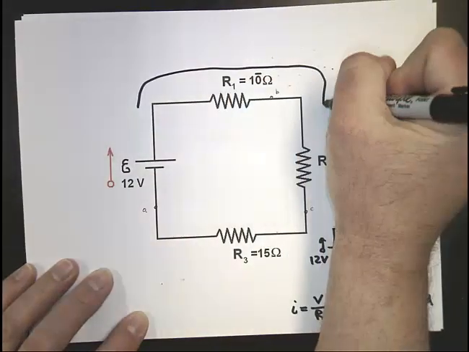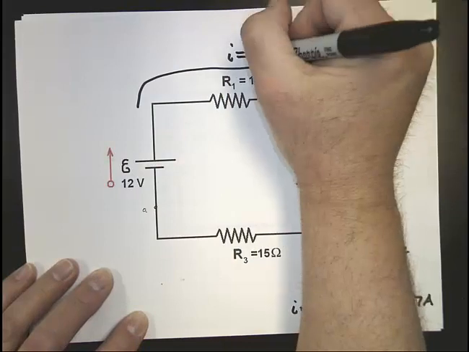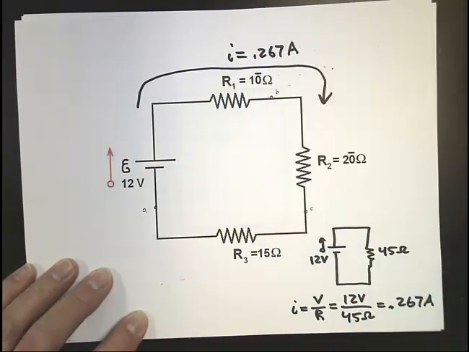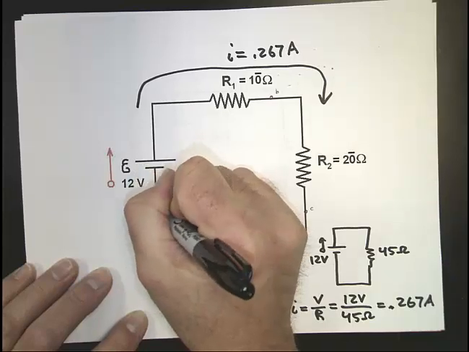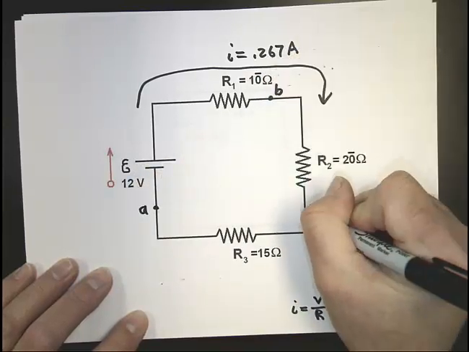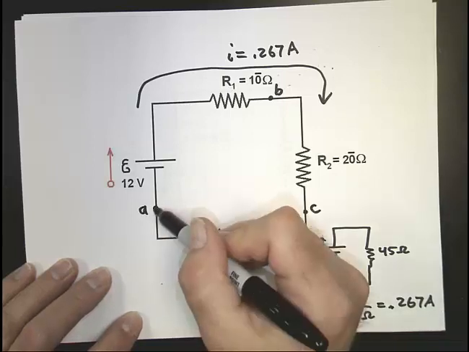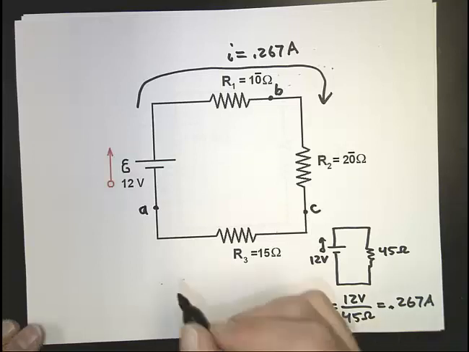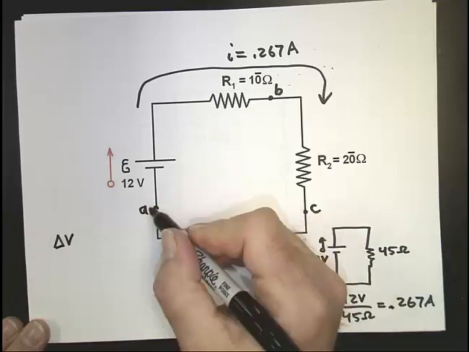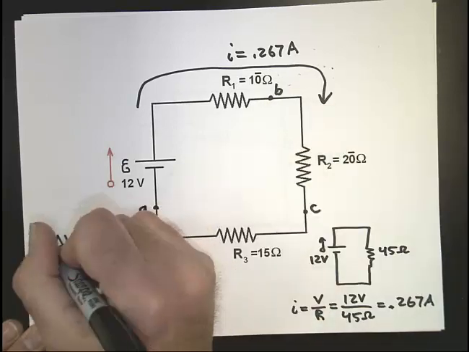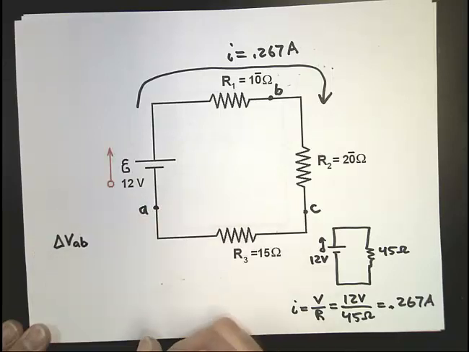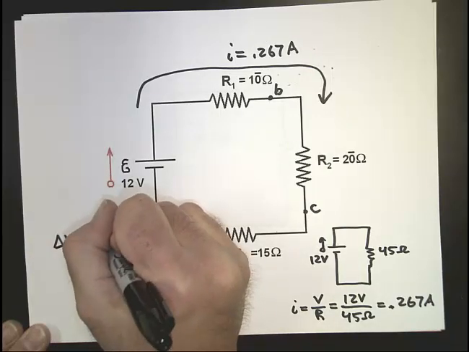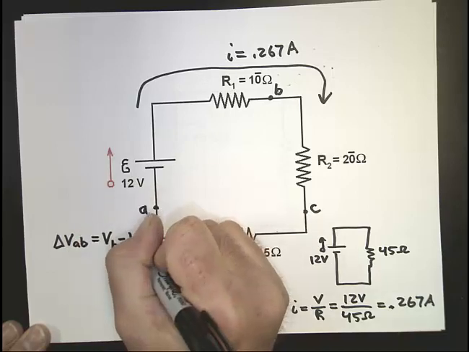So imagine the current is going like this. I equals 0.267 amps. Okay. Now, sometimes in the problems, they say, all right, here's point A, here's point B, here's point C. Find me the voltage between points A and B. You go, oh, okay, what's going on? Well, the potential difference between A and B is really the voltage at B minus the voltage at A.